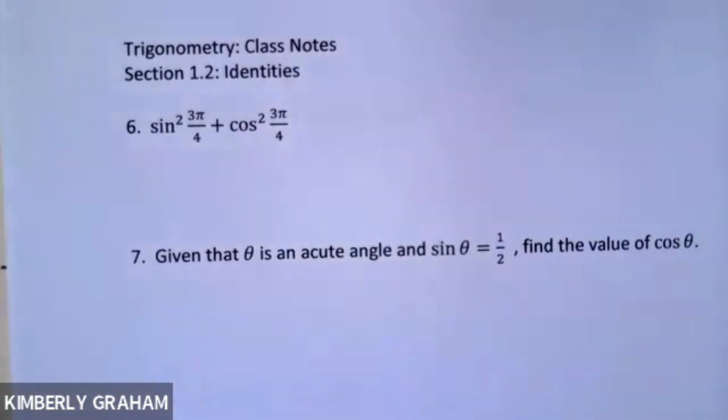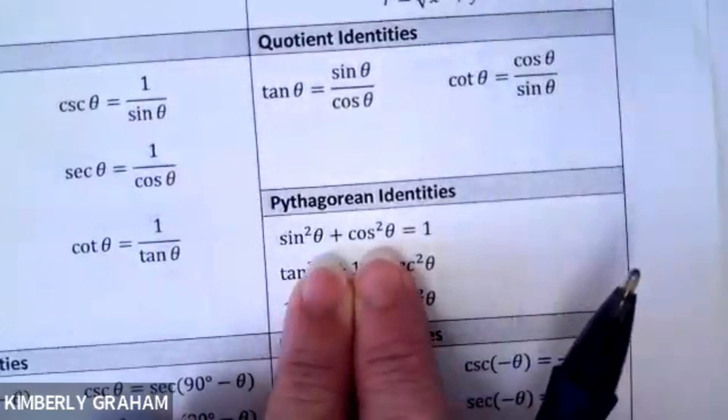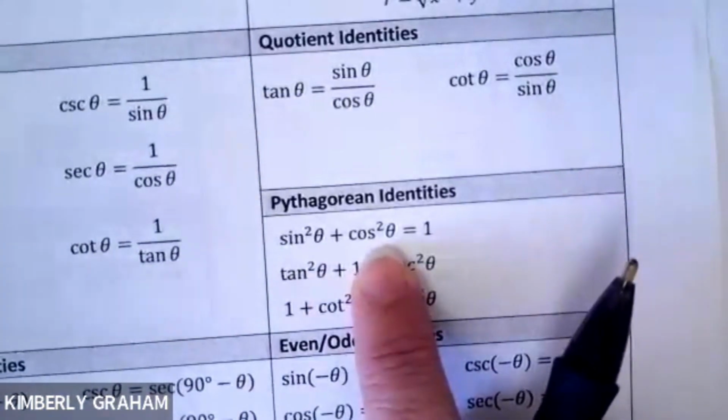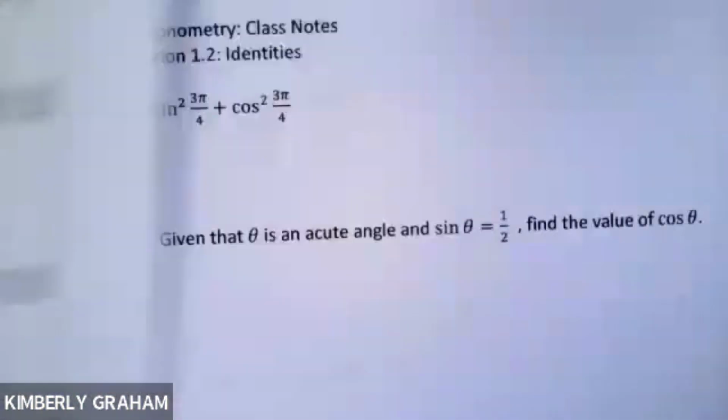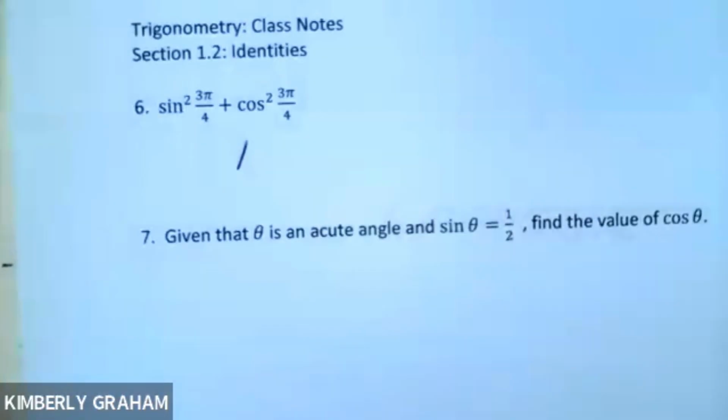Okay, problem 6. Notice I have sine squared and cosine squared at the same angle, so I don't have to worry about having different angle measures that I have to change. Sine squared plus cosine squared is always going to lead you to, first of all, hopefully, think about looking at a Pythagorean identity. And I can see here, sine squared plus cosine squared is equal to 1. So this is just going to be equal to 1.